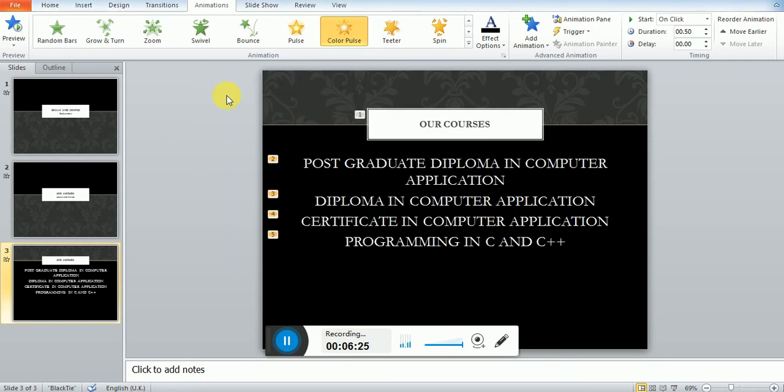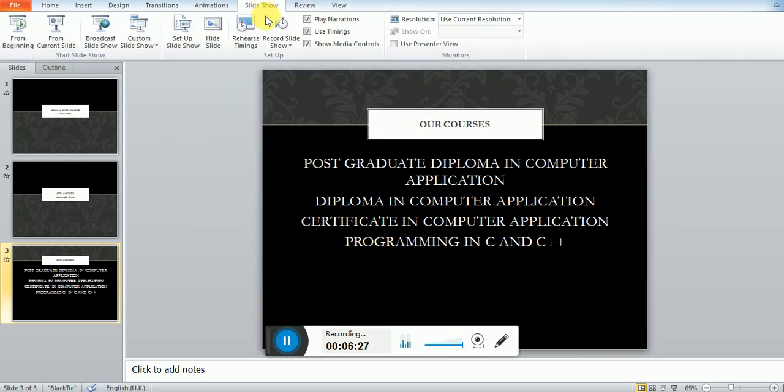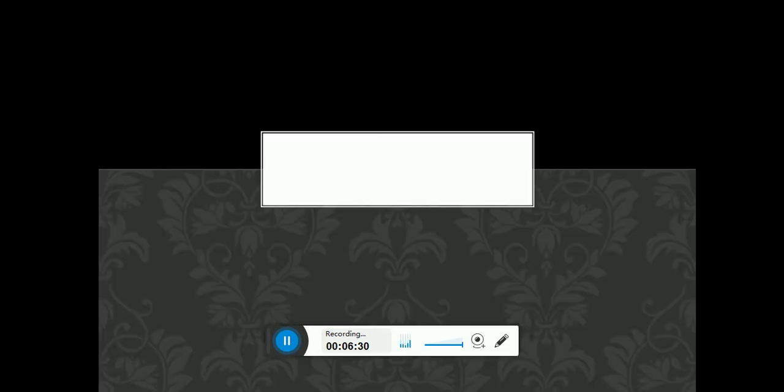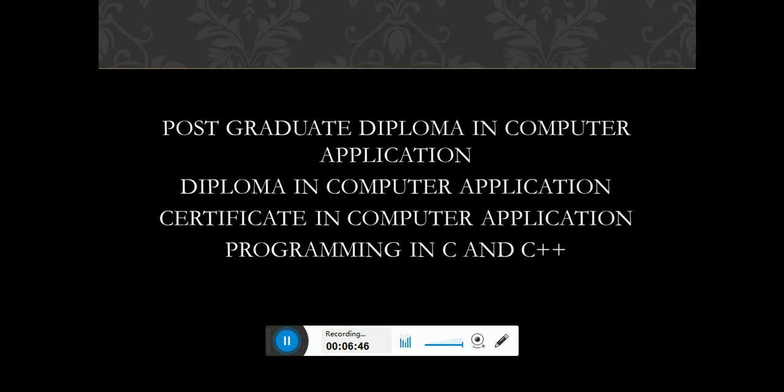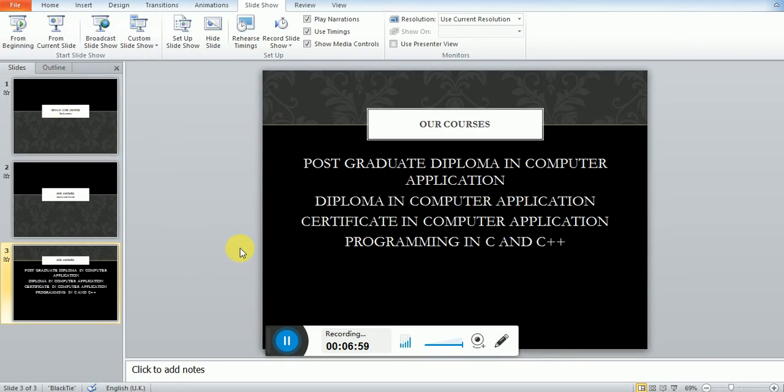Now I'll go for the presentation. Let us see the presentation. To do the presentation, go to slide, then click on from beginning. Now see, first screen, Himalayan Life Center, Bhubaneswar. Our courses, Himalayan Life Center. Our courses. Now postgraduate diploma in computer application, certificate in computer application, programming science, C++. Okay. Now the basic presentation is completed.